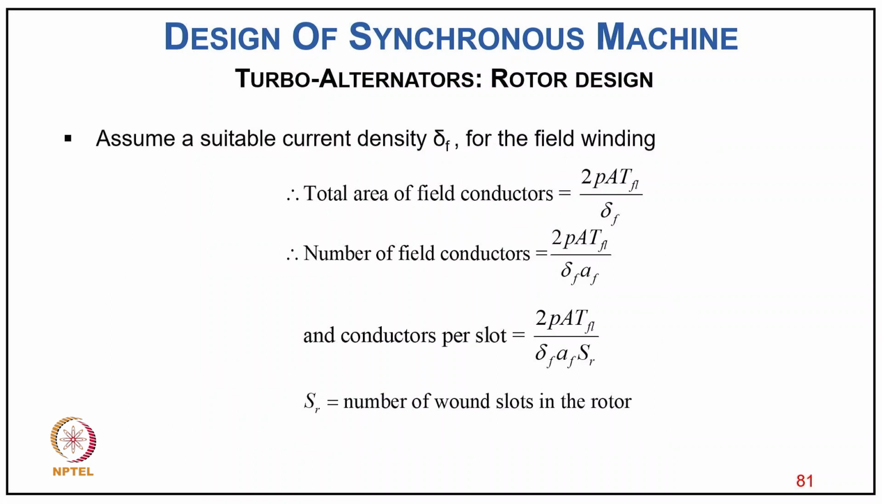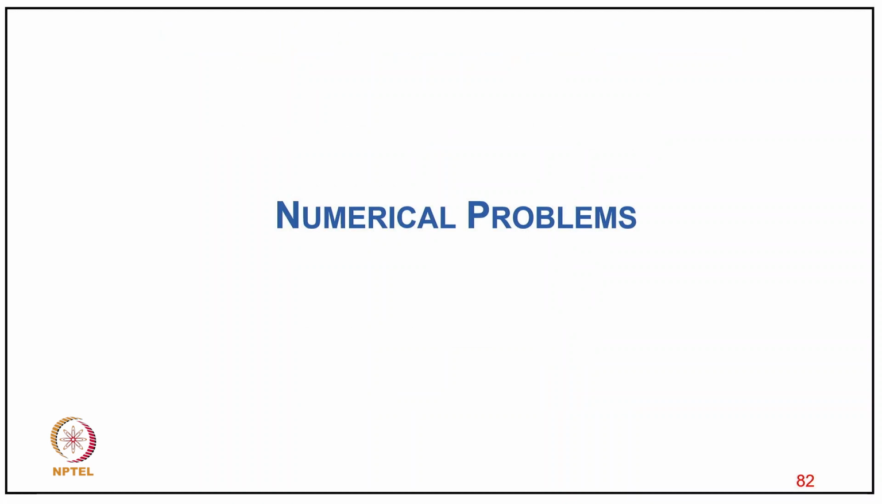So assuming a suitable current density delta F for the field winding, the total area of field conductor equal to 2P ATFL divided by delta F, and number of field conductors 2P ATFL divided by delta F into F, and conductor per slot is 2P ATFL divided by delta F into F into SR, where SR is the number of wound slots in the rotor. Now coming to numerical problems.